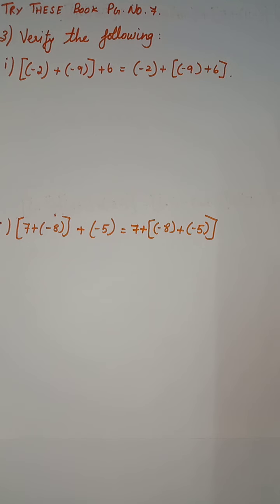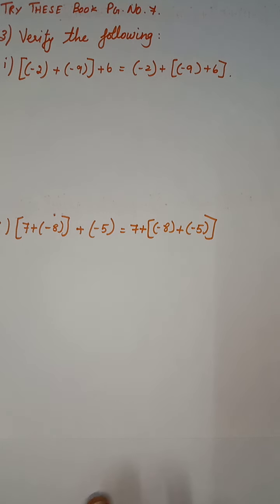Now here they have given three elements. So if they give you three elements, you can immediately answer that it is the associative property. Now they have given a few sums to verify the associative property. In each sum, you have to verify whether the two sides are equal or not. That's all.